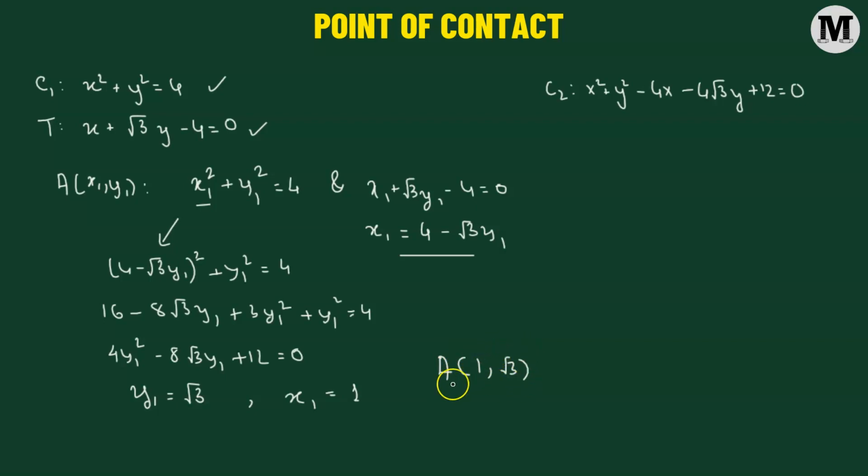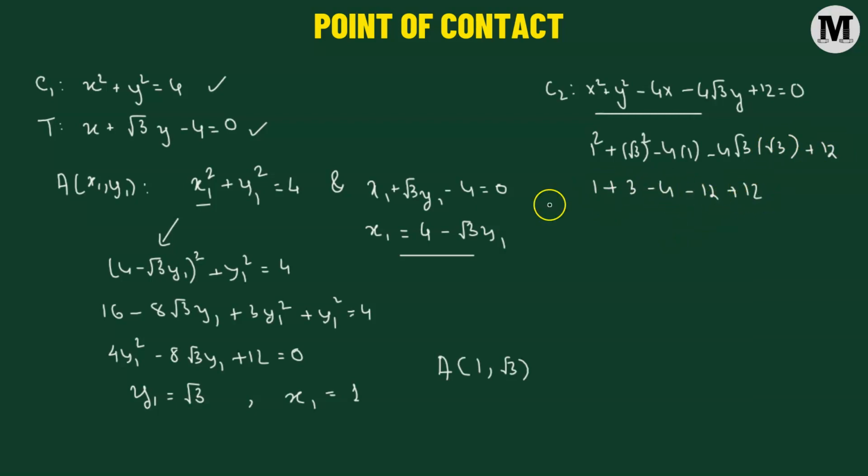Now, in order to verify that this particular point also lies on the second circle, we'll replace the value of x with 1 and y with square root of 3 in the second circle. Let's check it out. So we have 1 squared plus square root of 3 whole squared minus 4 times 1 minus 4 times square root of 3 times square root of 3 plus 12. We get 1 added to 3 minus 4 minus 12 plus 12, and when we sum it up, we get the value equal to 0, which is indeed the correct result.